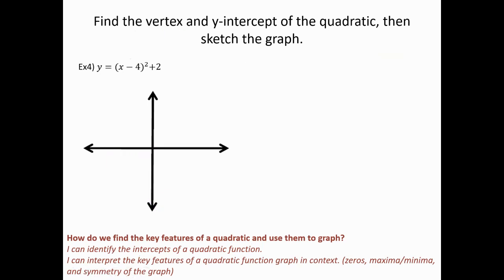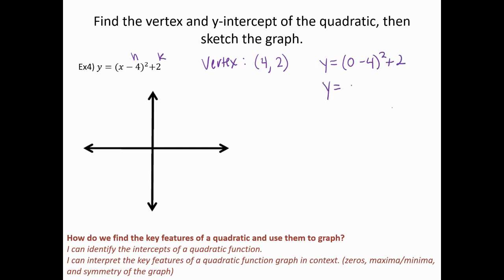Okay, for this last example, we're going to use the same directions: find the vertex and y-intercept of the quadratic, then sketch the graph. So here we go. I am going to find the vertex. My vertex again is h and k. H is going to do the opposite of what it appears. So even though it looks like -4, it will be a +4. And then k is 2. Then I need my y-intercept, which I'm going to find by plugging in 0 for x.